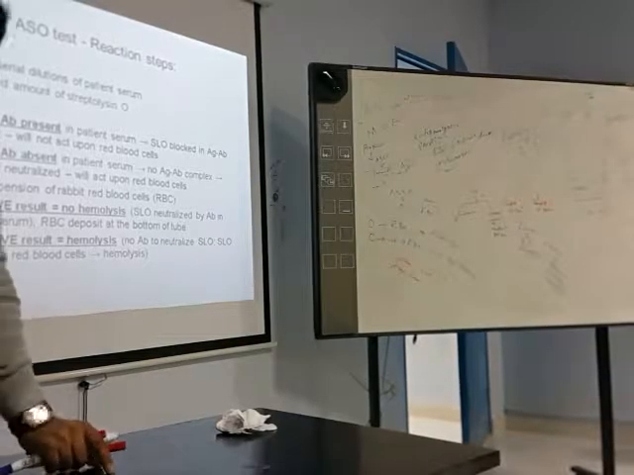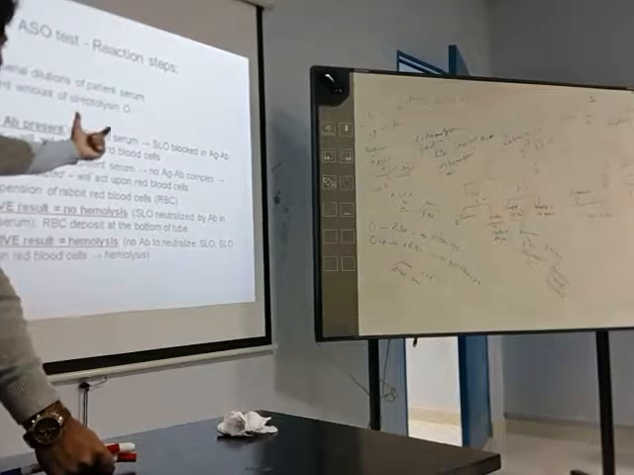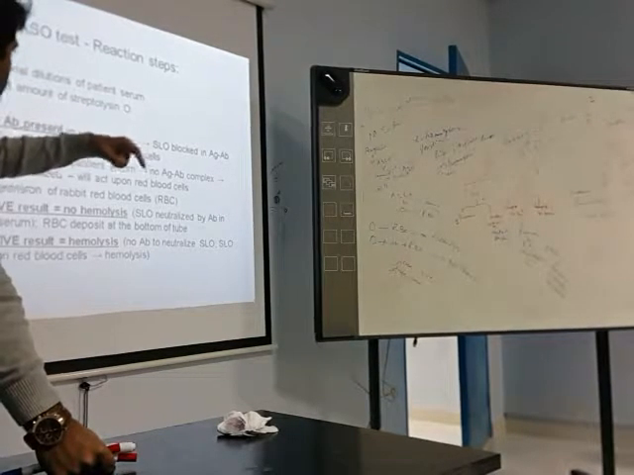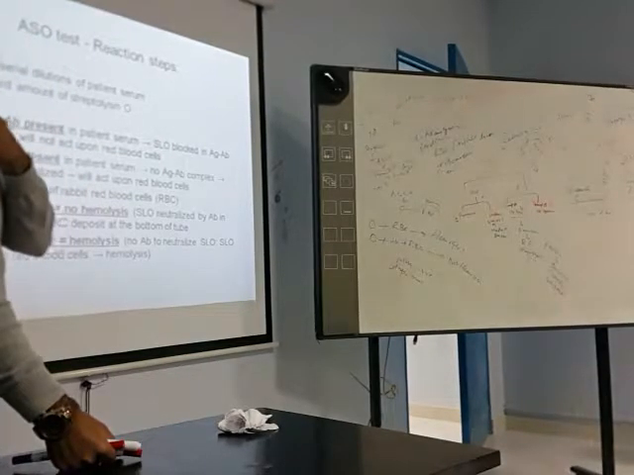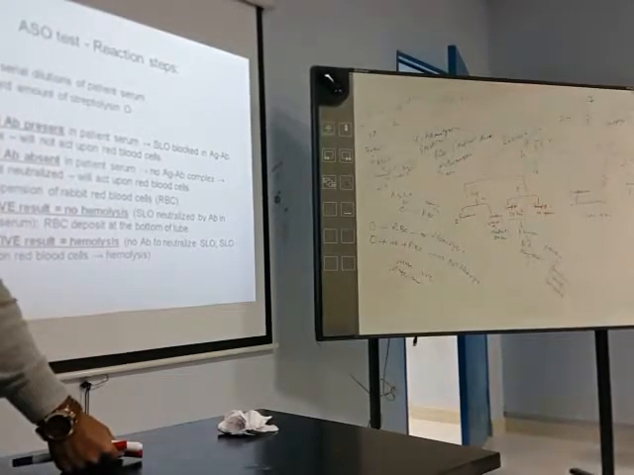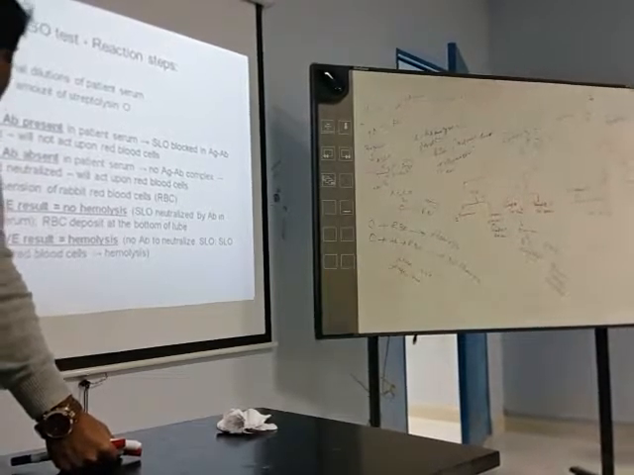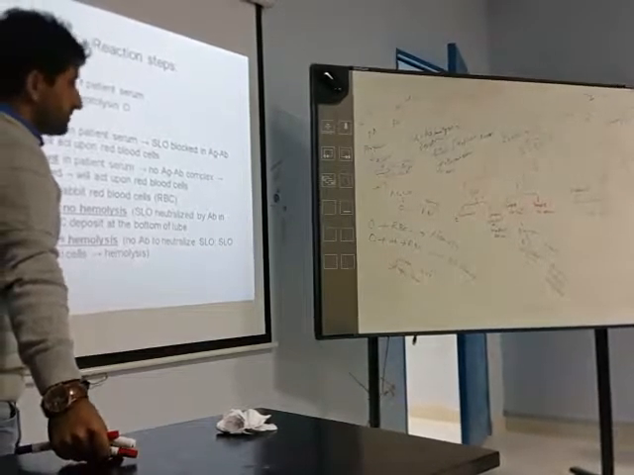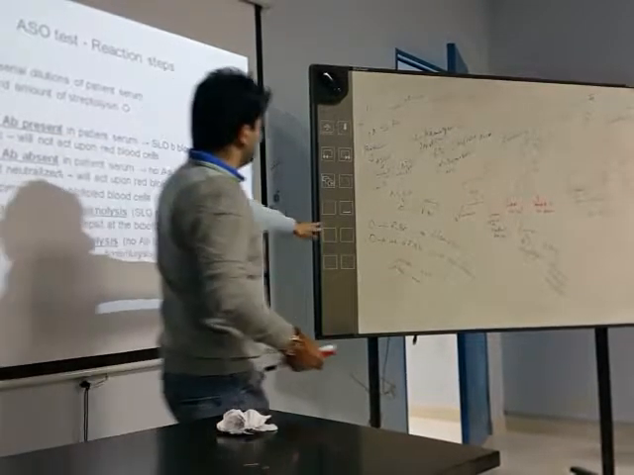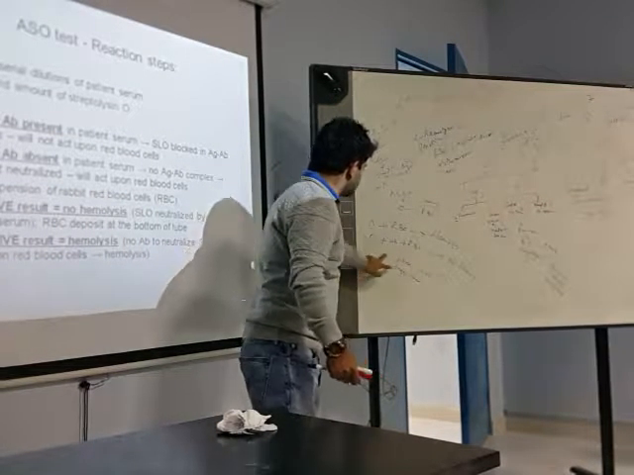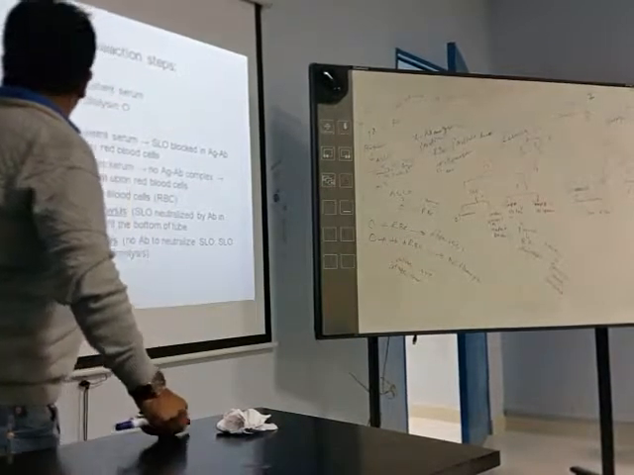What you need in the first? If ASO antibody is present in the patient's serum, it will block the toxin and it will not act upon the red blood cells. You got the point or not? If antibody is present, it will block this toxin O. RBC will be free and there will be no hemolysis.